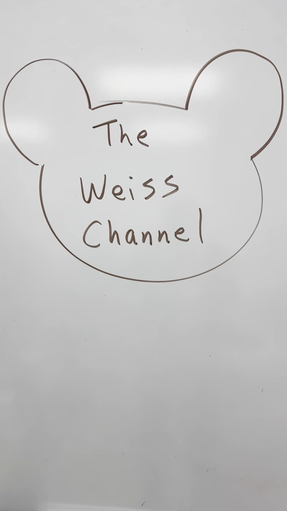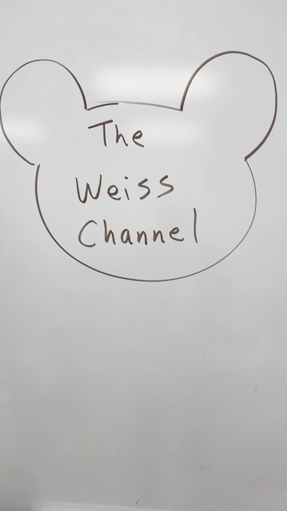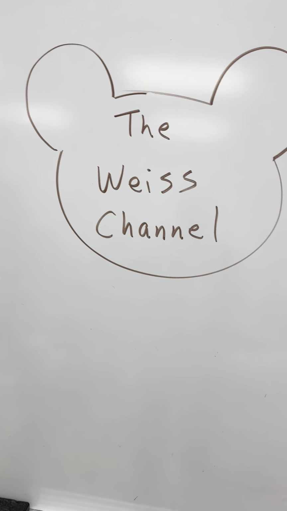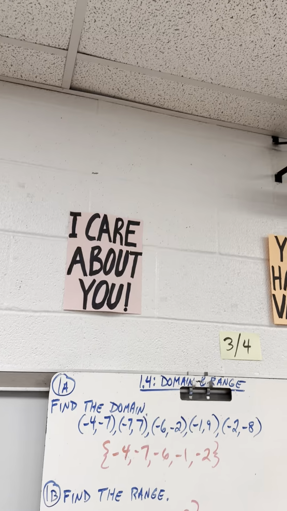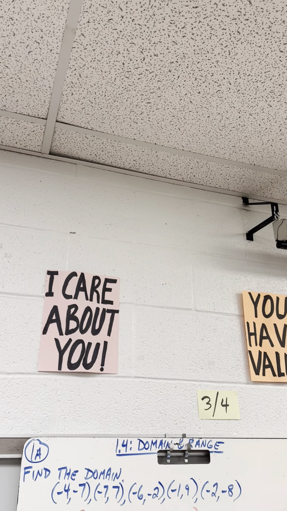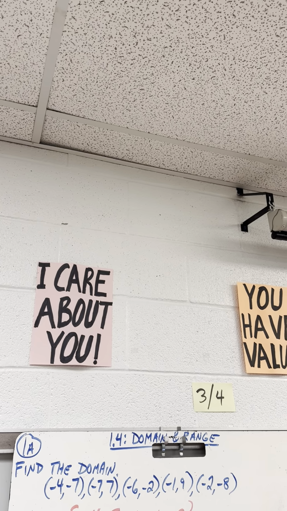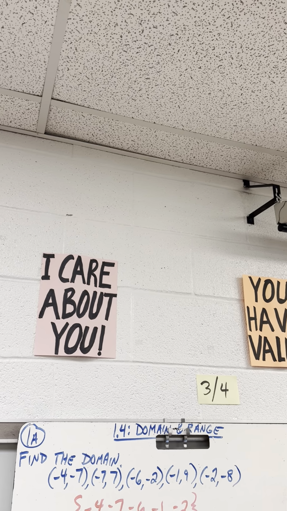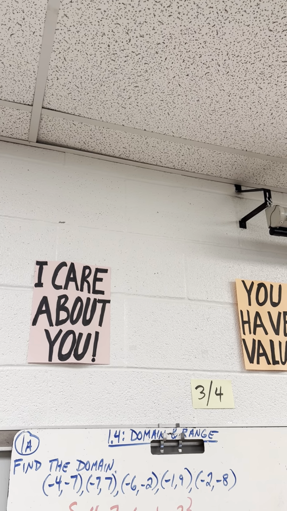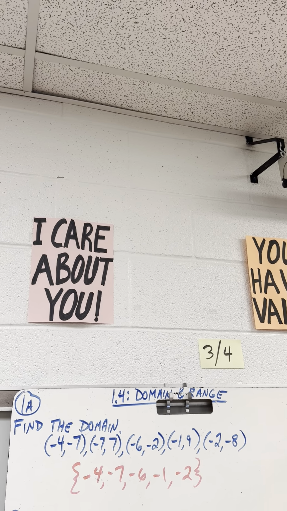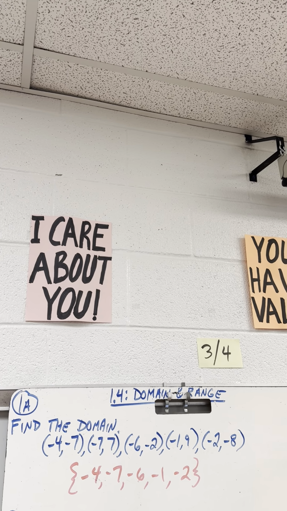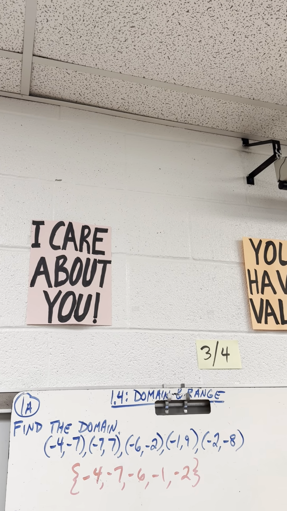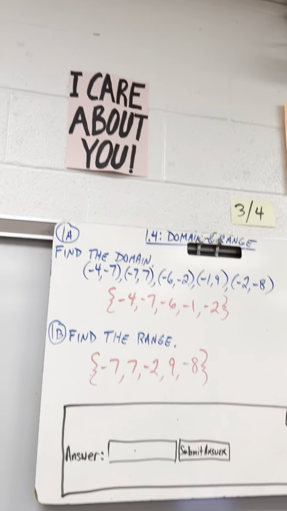Today, we're going to do domain and range of a set of numbers or a graph. For example, find the domain of (-4, -7), (-7, 7), (-6, -2), (-1, 9), (-2, -8). All you have to do is put the x values: negative 4, negative 7, negative 6, negative 1, negative 2. Now, on Delta Math, here's how you're going to do that.